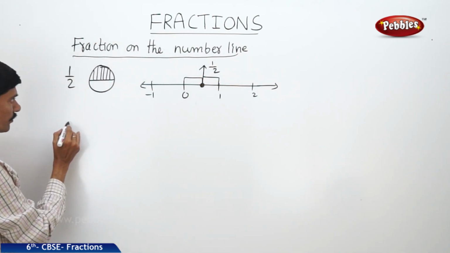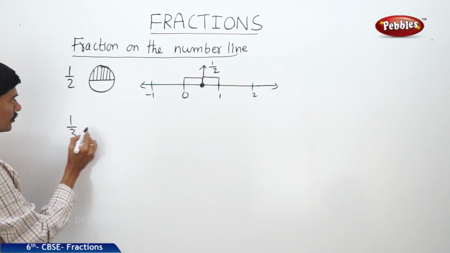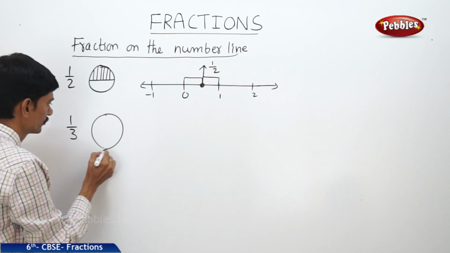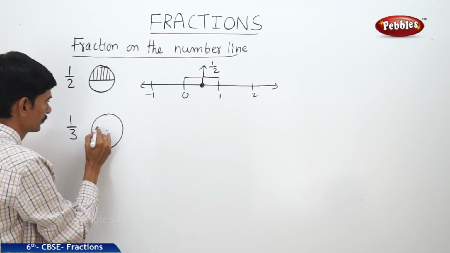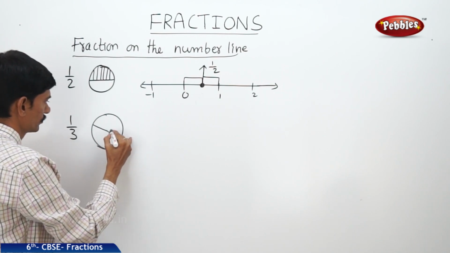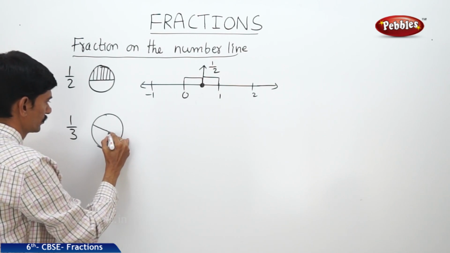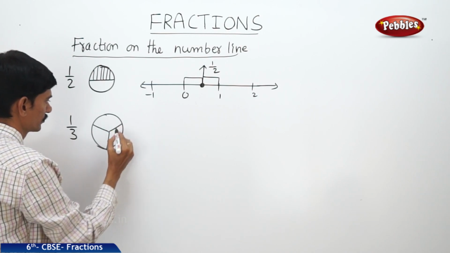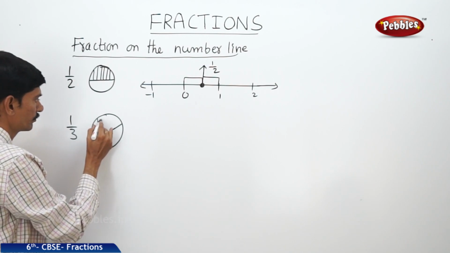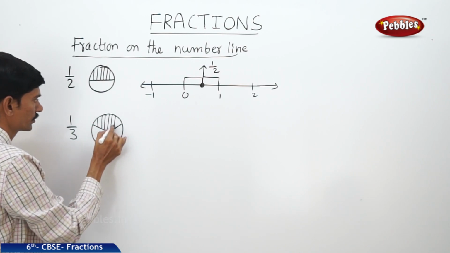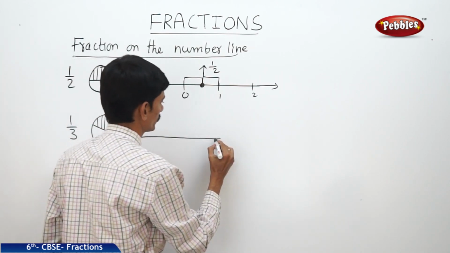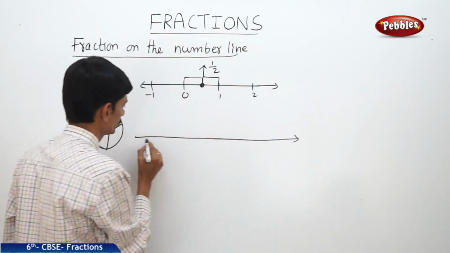Next 1 by 3, 1/3. Now how to represent 1 by 3? So in a circle, there are 3 equal parts. So out of these 3 equal parts, here one part is shaded. This represents 1/3. Now let us draw a number line.